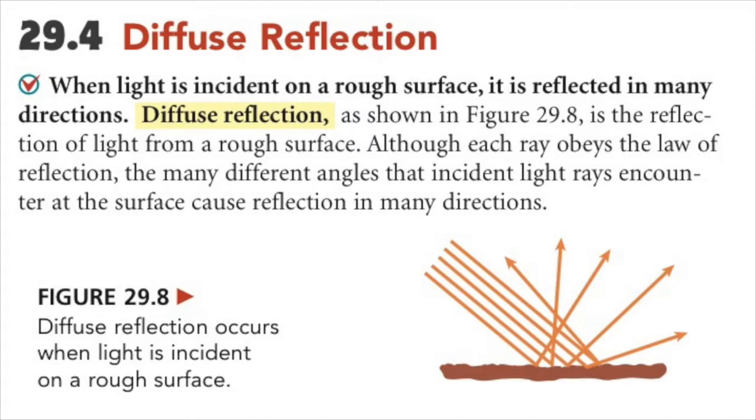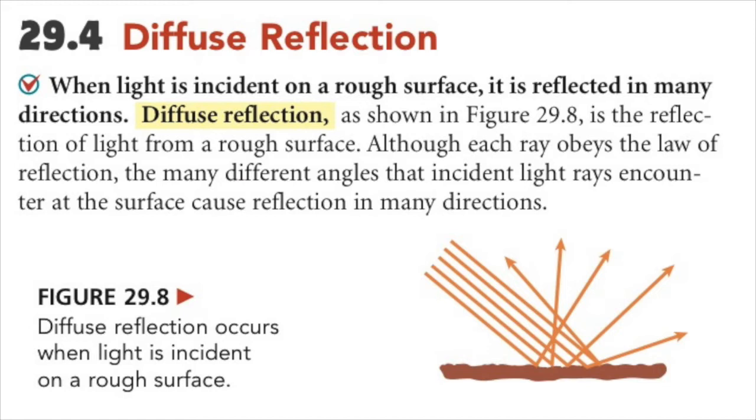29.4 Diffuse reflection. When light is incident on a rough surface, it is reflected in many directions. Diffuse reflection, as shown in figure 29.8, is the reflection of light from a rough surface. Although each ray obeys the law of reflection, the many different angles that incident rays encounter at the surface cause reflection in many directions.